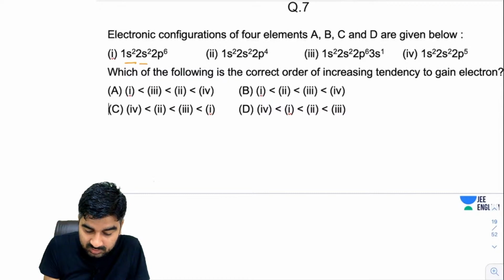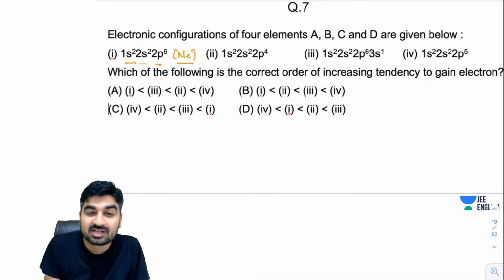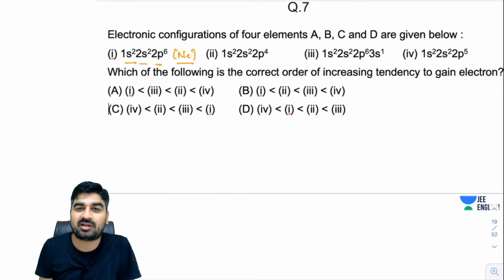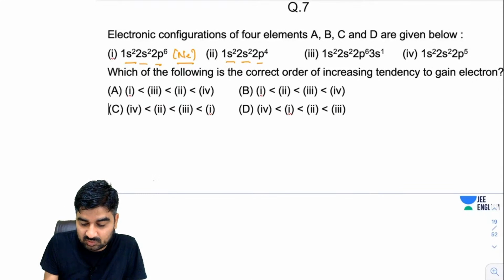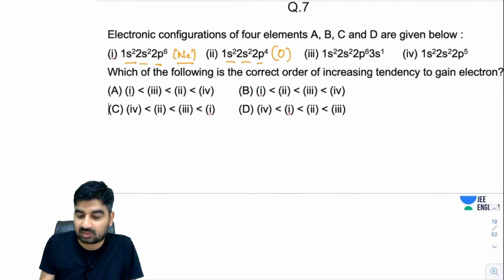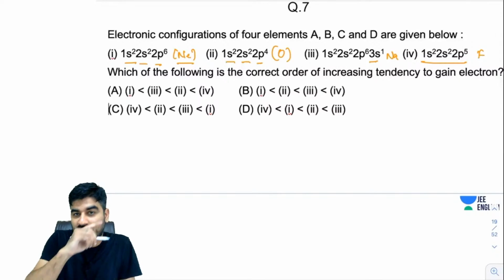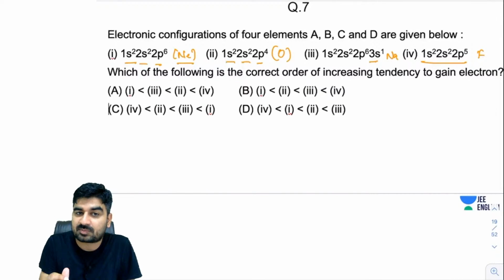Right, 1s2, 2s2, 2p6. So what is this? It is neon. Just write down the elements. That would help. 1s2, 2s2, 2p4. What is that? Oxygen. Now, what is this? Sodium. And what is this? Chlorine. So the way to solve such a problem, now you are aware of the elements and their positions.